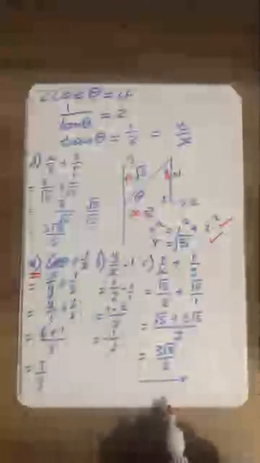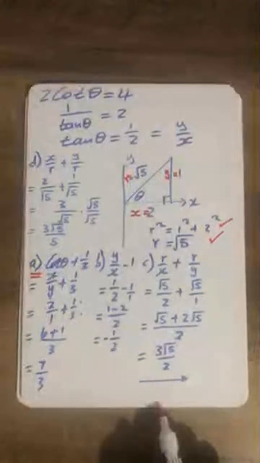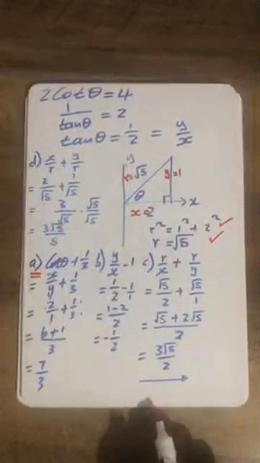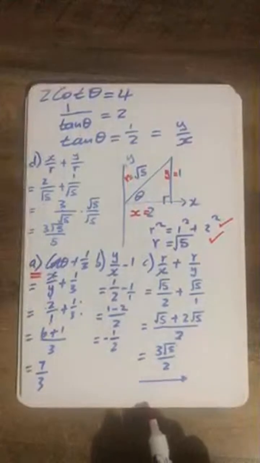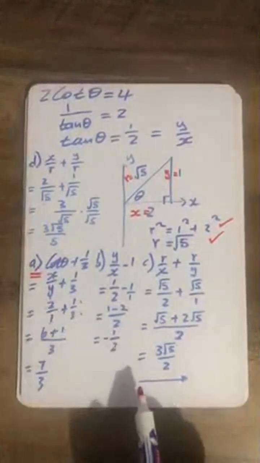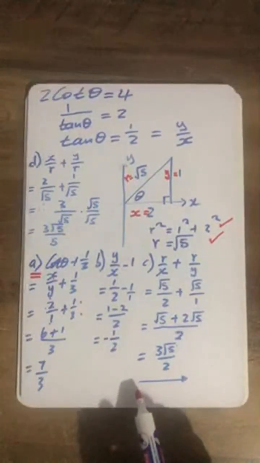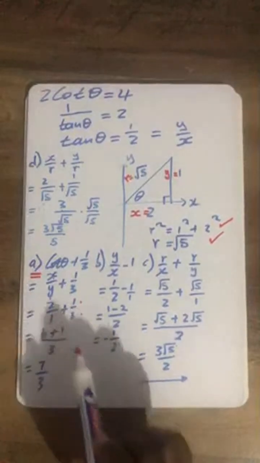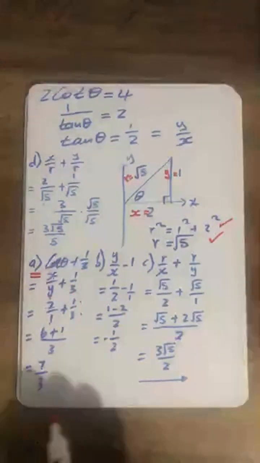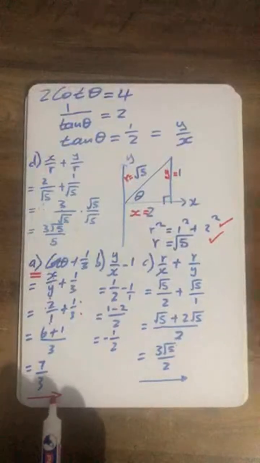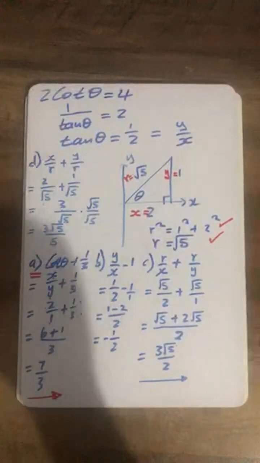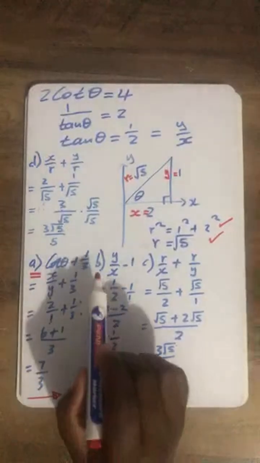So now, can you guys see? This is where you need to be able to simplify. Where you've got your common denominator, LCD, and then you multiply each term by LCD. And then you end up having 7 over 3. Yes, that's what you guys are getting. Then you come to B.